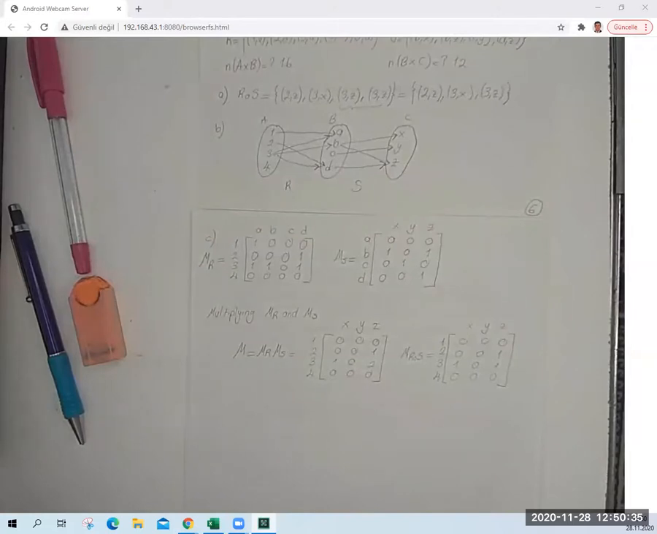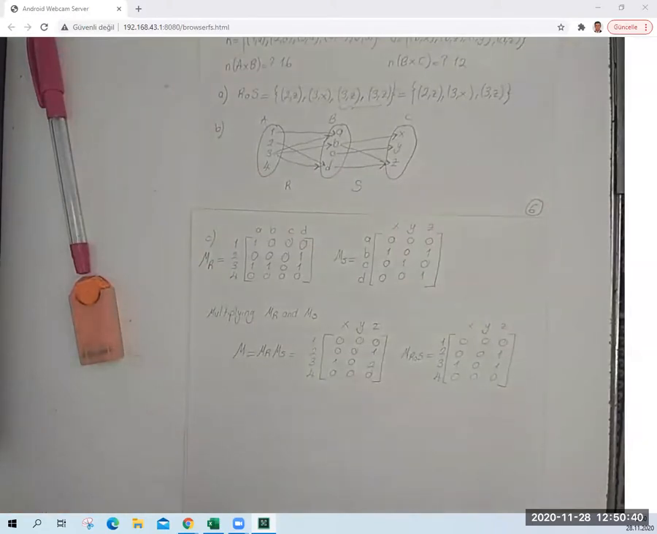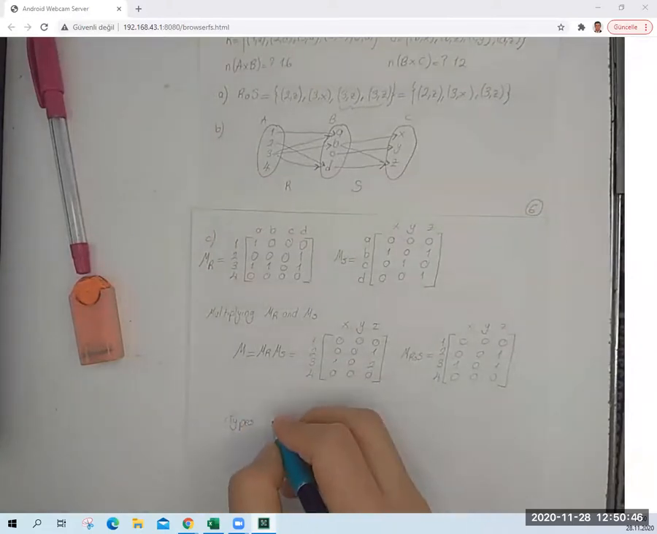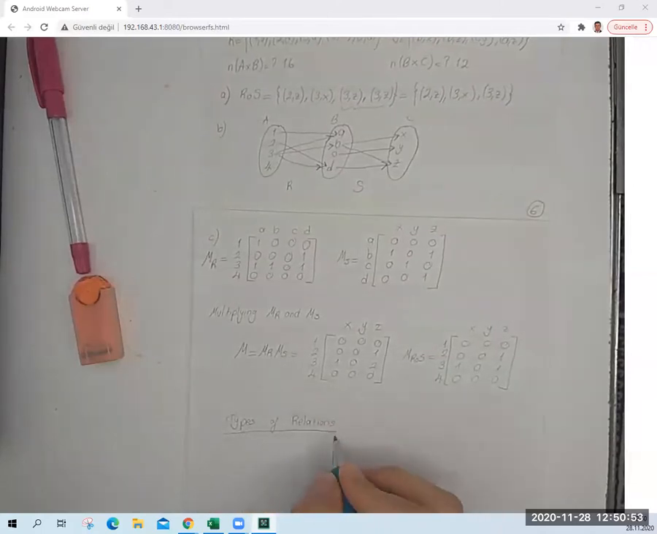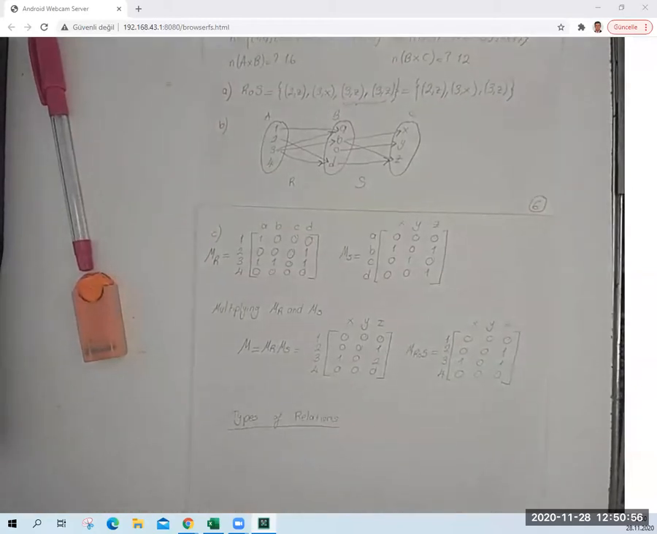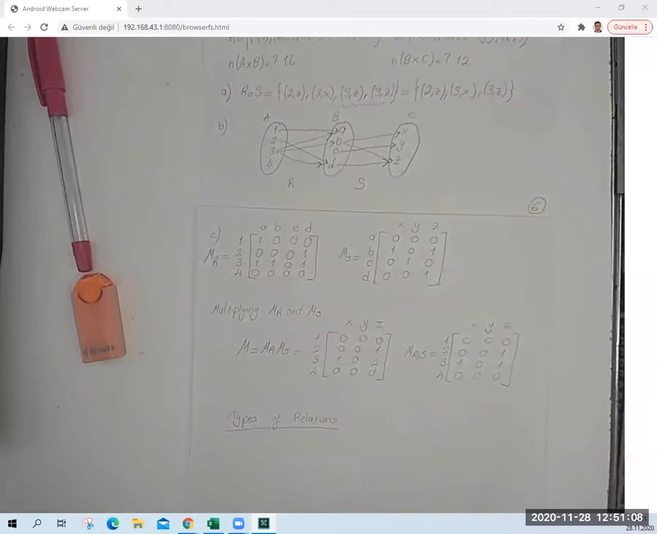And what else? I will continue next lecture with types of relations. So we will classify the relations according to some properties. Then we will continue with that classification of the relations.